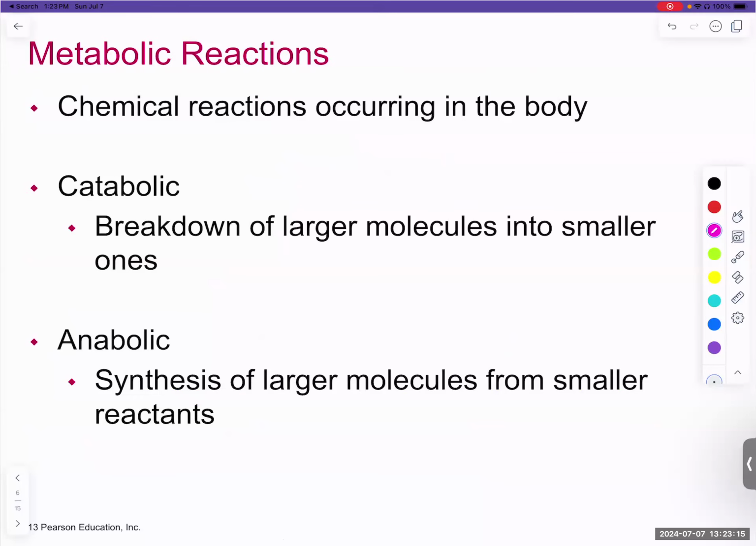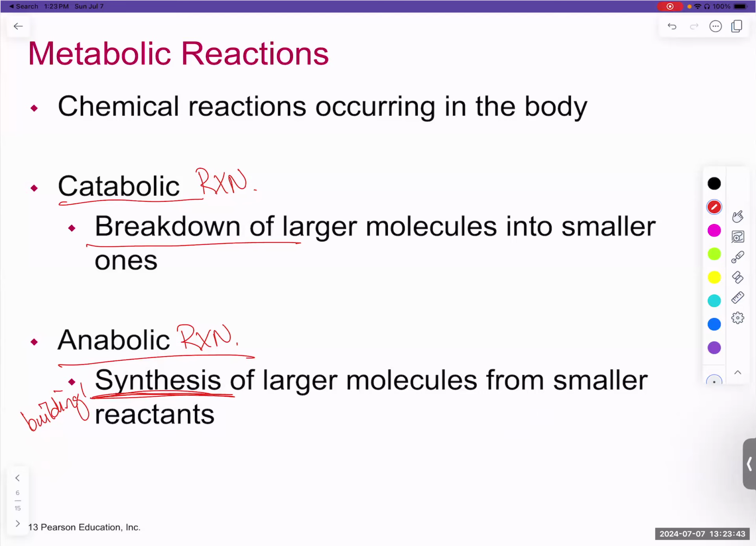So again, summary: metabolic reactions are chemical reactions occurring in the body. The two main types are catabolic reactions (RXN means reaction) and anabolic reactions. Catabolic means to break down. So you're breaking down larger molecules into smaller ones. Anabolic, you're actually building or synthesizing. And so you're making a bigger molecule by combining a bunch of smaller molecules together.